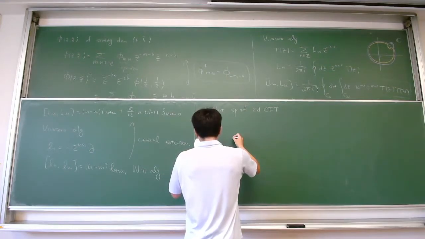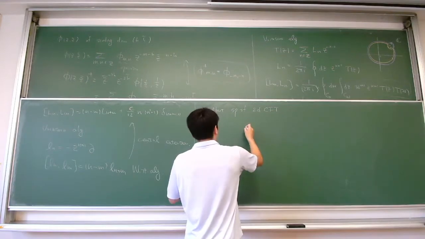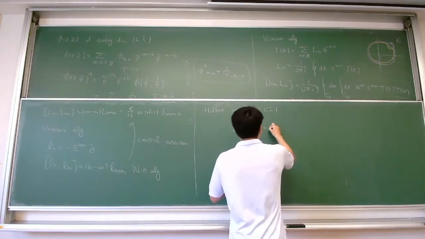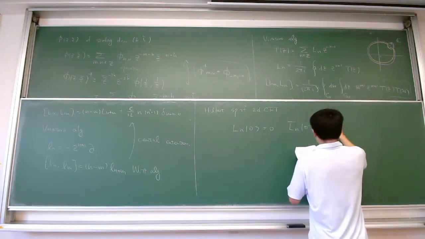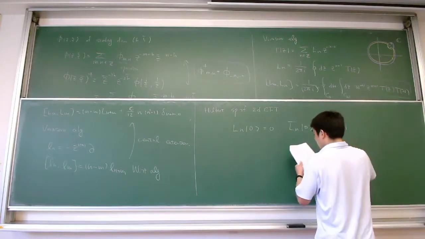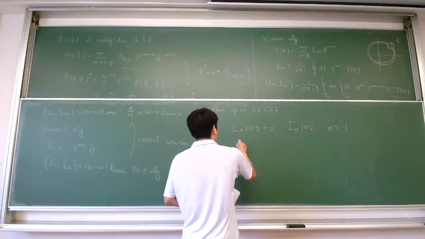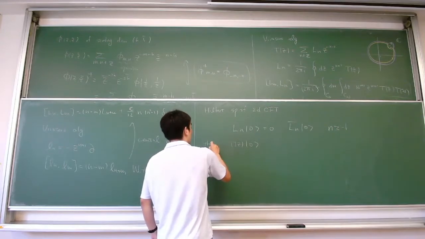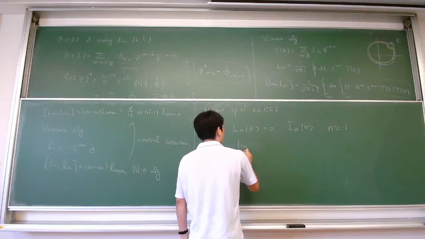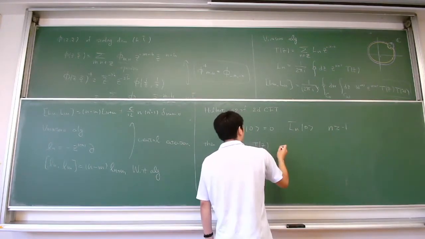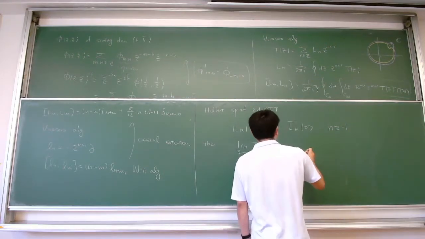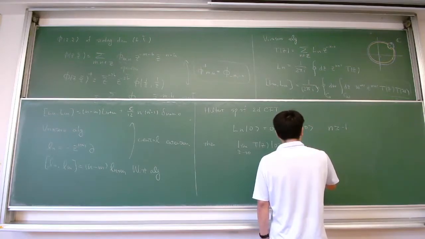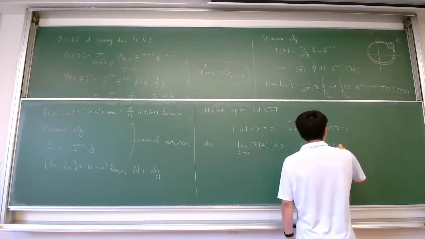So the vacuum state should satisfy the following condition. To have unitality, you start with a vacuum state |0> that is annihilated by L_n when n is greater than minus 1, okay? To impose this, the limit z goes to 0 of T(z) acting on |0>, and also the antiholomorphic part, the limit z̄ goes to 0 of T̄(z̄) acting on |0>, are well defined.